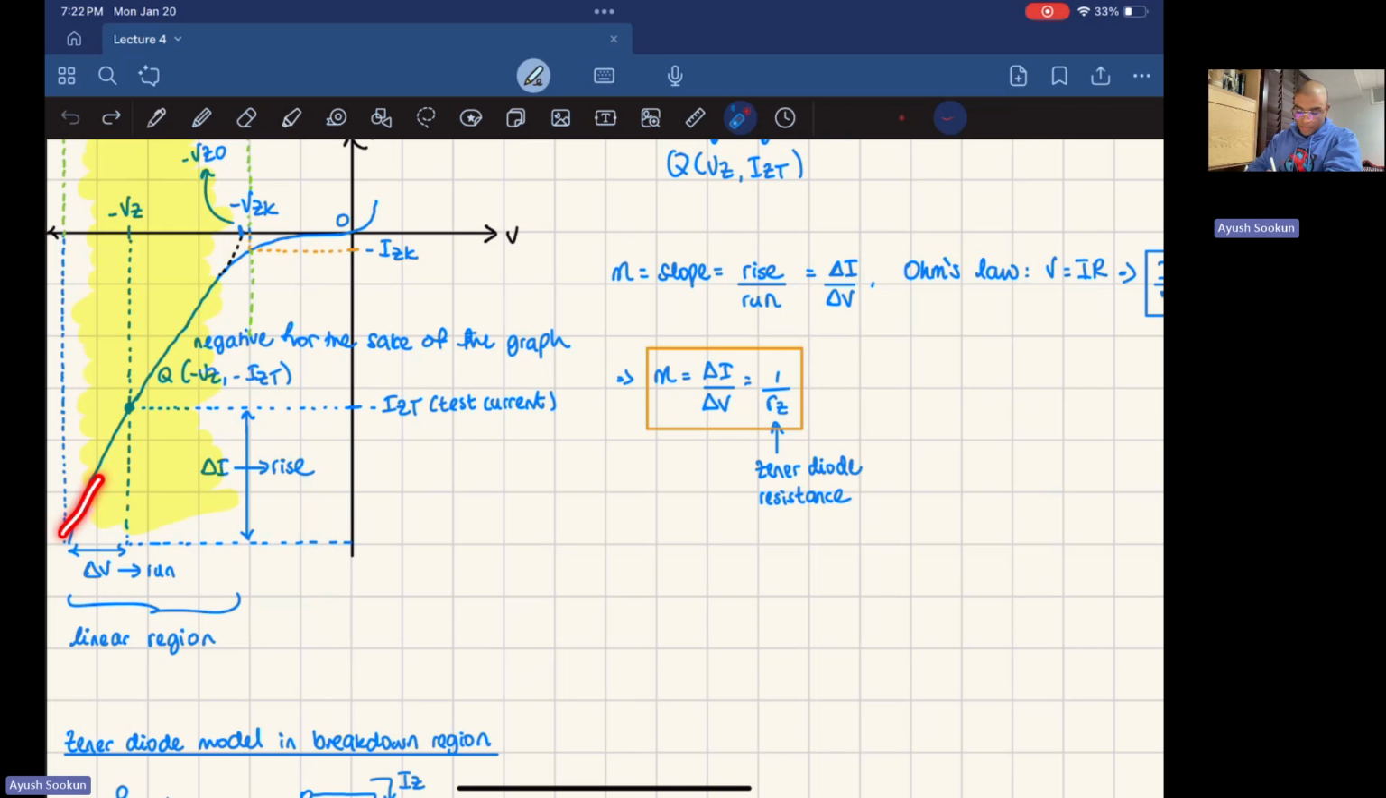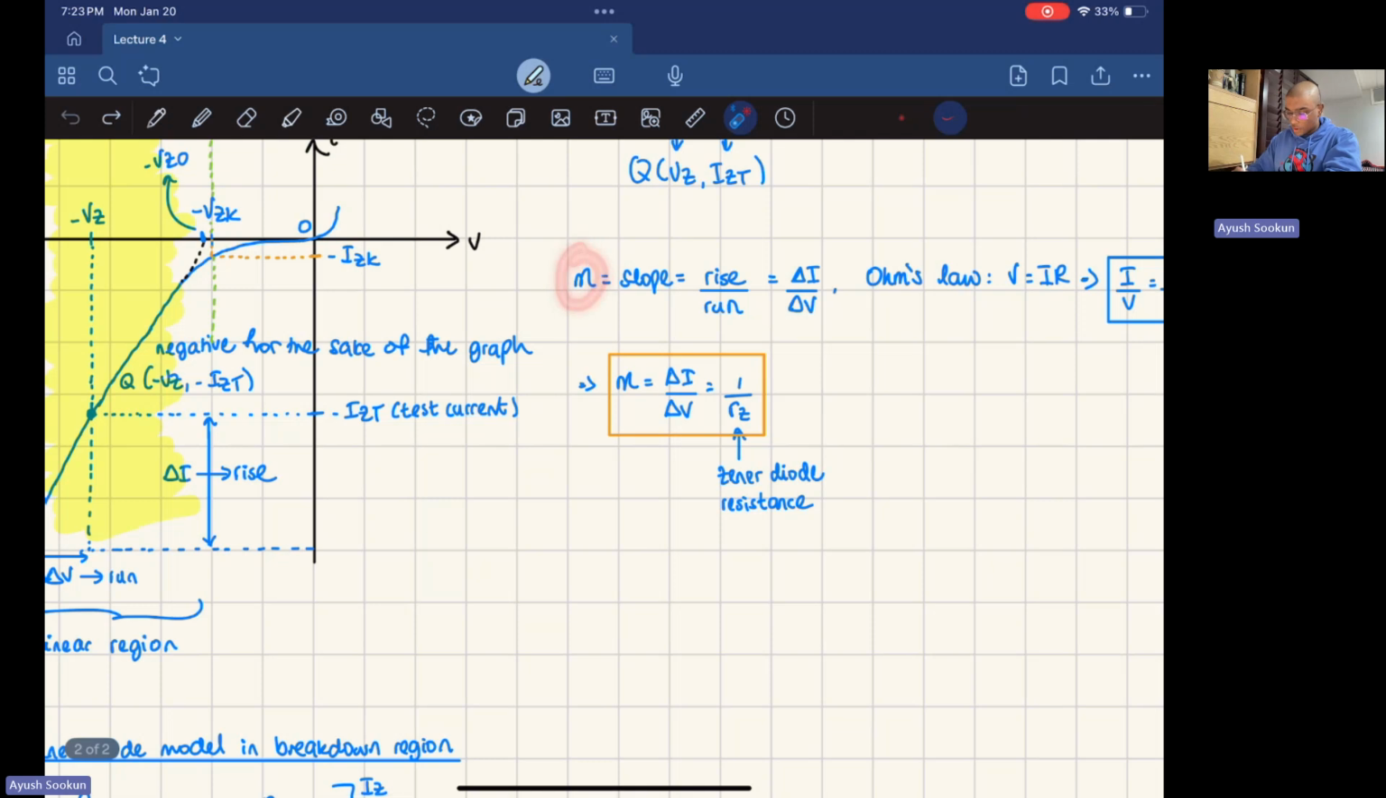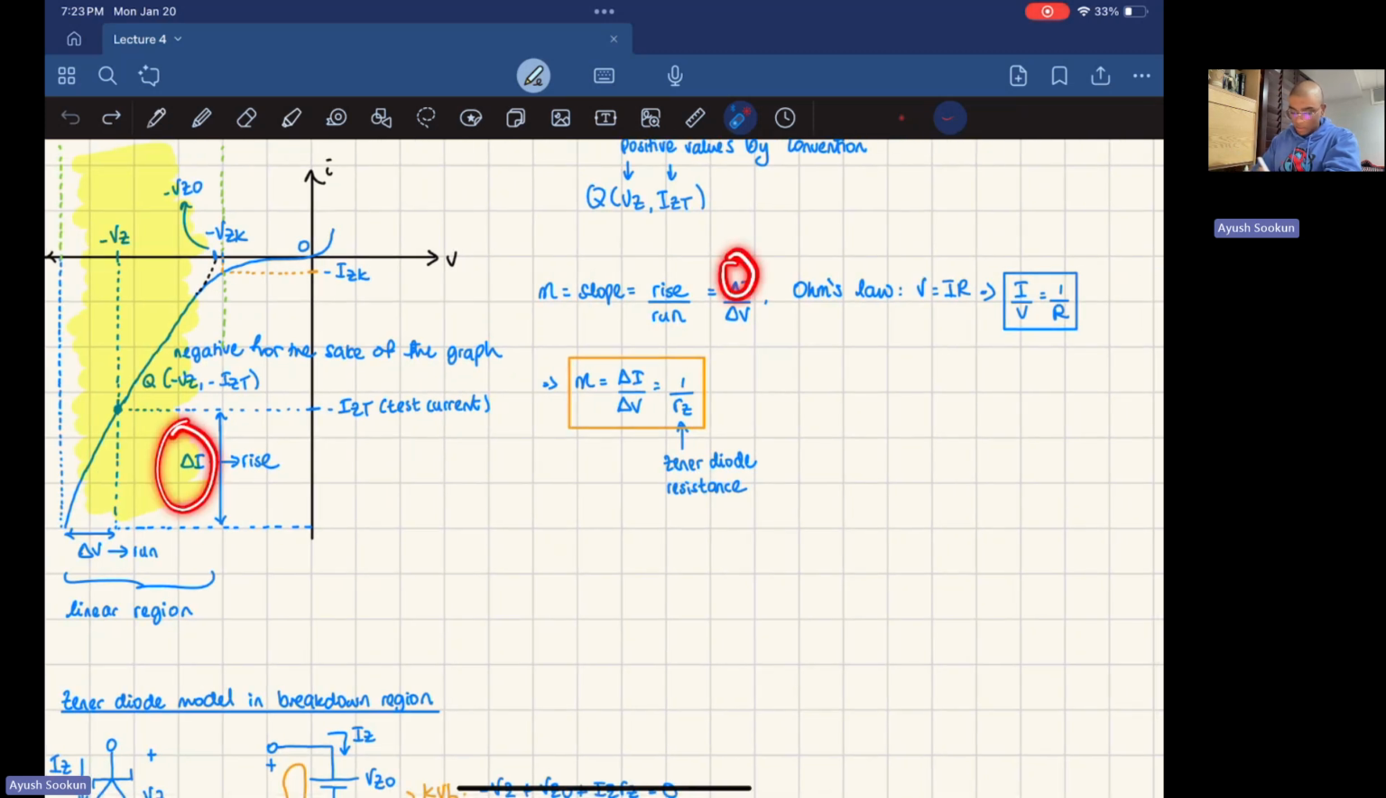However, we need to find the slope of this graph. How do we find the slope? Rise over run. So here we got a rise, which I will denote as delta I. Here we have the run, which is delta V. And this is a real linear region because, as I've said before, this is a linear graph. So M, which is the slope, is rise over run. What's my rise? Delta I. What's my run? Delta V. So slope is delta I over delta V.